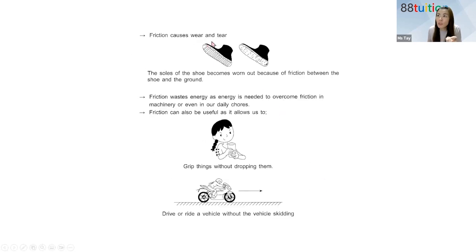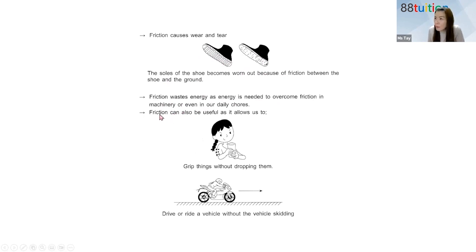Friction also causes wear and tear. So the soles of the shoe will be worn out after some time. Look at the different soles. The friction between the sole and the ground causes it to wear out. Friction wastes energy. Energy is needed to overcome friction in machinery, even in our daily chores.